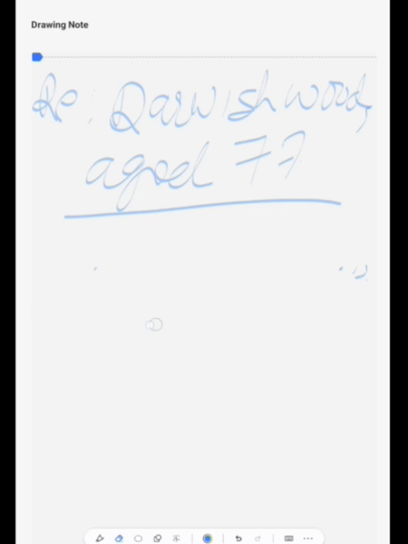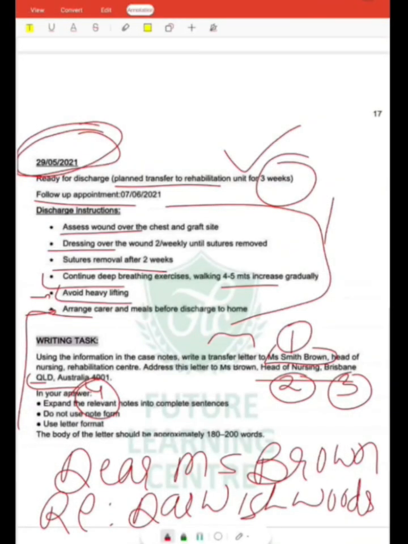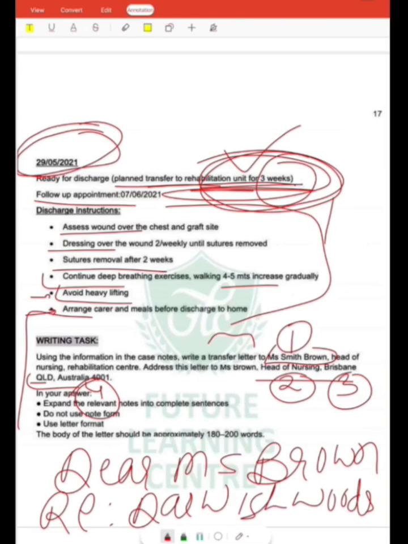Now we will start our first paragraph, which is the purpose one. So we have already understood the letter. It was a transfer letter, and we are transferring him to a rehabilitation center for what? For rehabilitative care and management. Okay, for 3 weeks. If you want, you can write it in your purpose paragraph, especially for 3 weeks, or if you want to write it very simply, you can keep it simple.